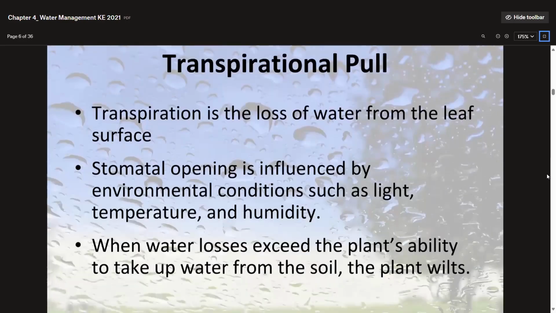Transpirational pull. So transpiration is the loss of water from the leaf surface, right? The leaves have tiny stomatal openings, and they're influenced by environmental conditions such as light, temperature, and humidity. So when water loss exceeds the plant's ability to take up water from the soil, wilting occurs, right?